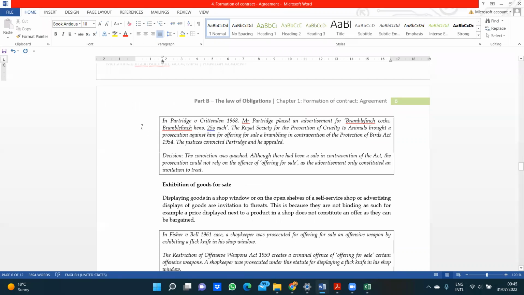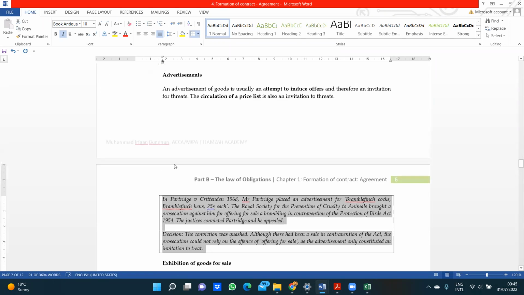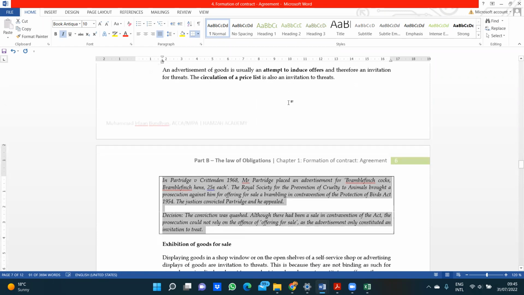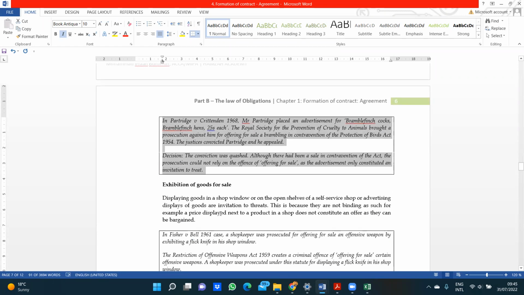Okay, this is a case. Again, you don't need to memorize these cases. You just have to read them and understand them in order to understand the logic behind these chapters.